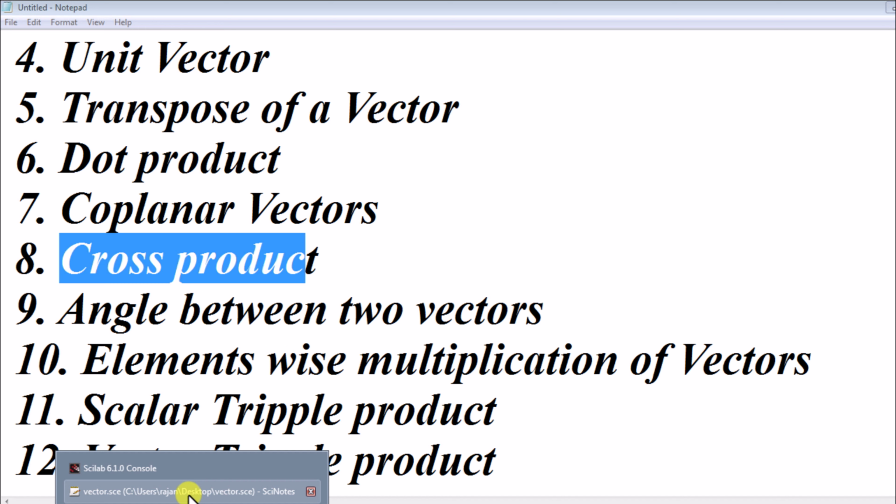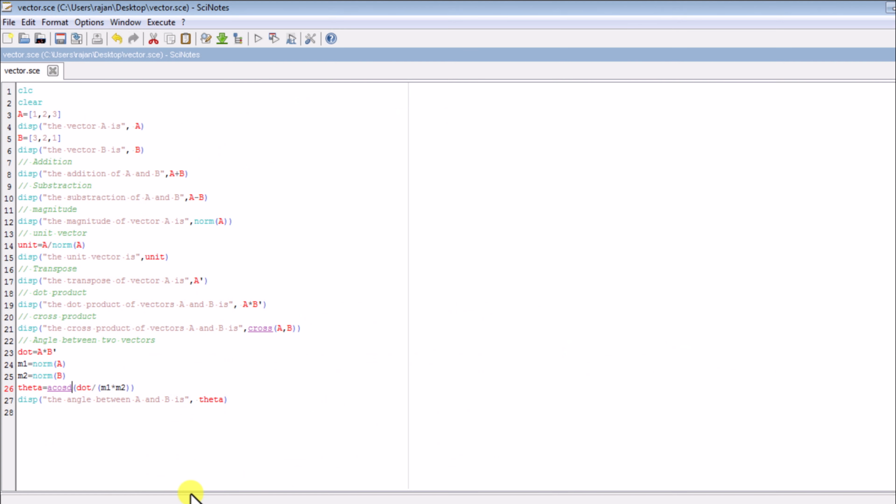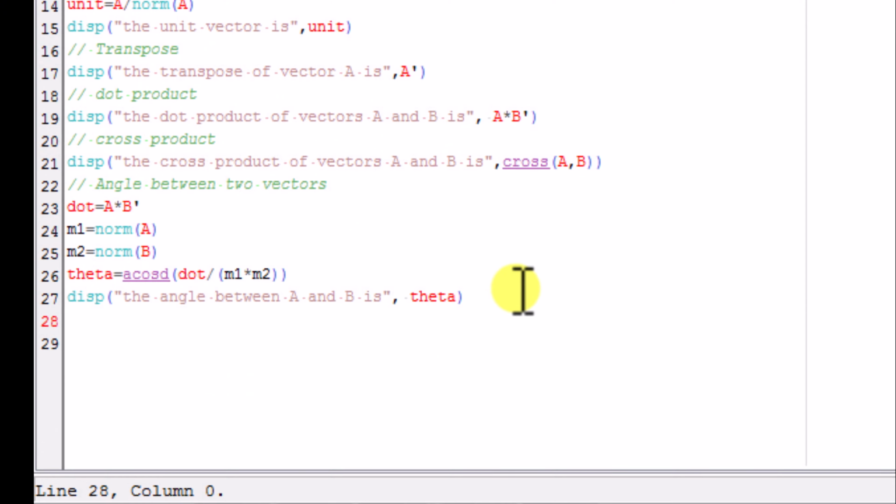There are two types of multiplication. Since we have two vectors A and B, if we do A star B, it will give an error. Why? Because we are defining the vectors using matrices. A and B both are row matrices, and therefore we cannot take their product, because according to matrix multiplication, the number of columns in the first matrix must be equal to the number of rows in the second matrix. This condition should be satisfied.